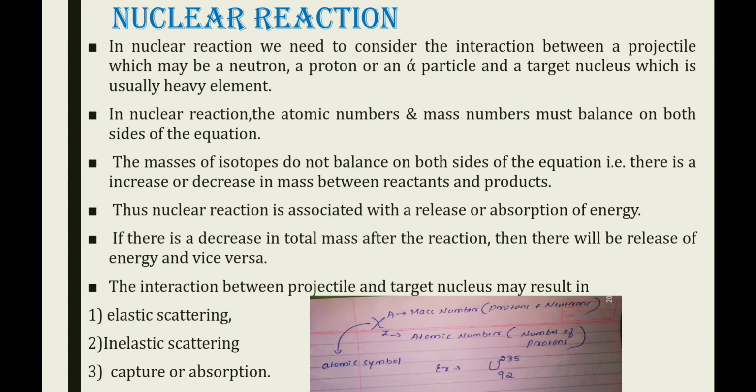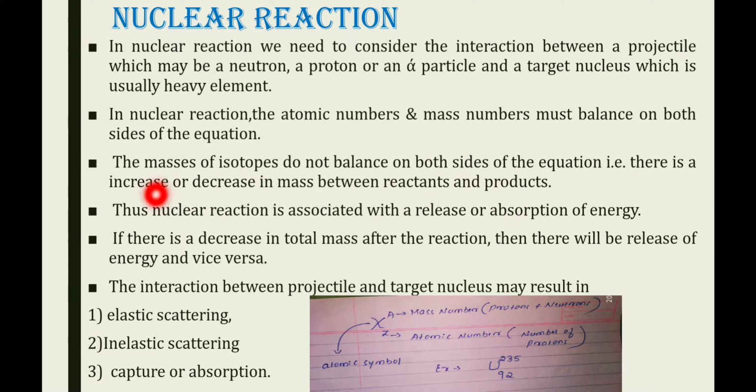So whatever equation we get after this nuclear reaction process, both the atomic numbers as well as the mass numbers must balance on both sides of the equation. Are you getting my point? Next, the masses of isotopes do not balance on both sides. An isotope is an atom having the same number of protons but a different number of neutrons. If the isotopes in the equation are not balanced, there is an increase or a decrease in mass between the reactants and the products.